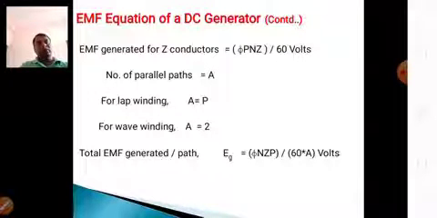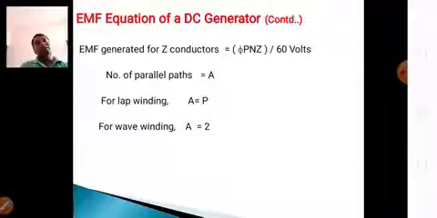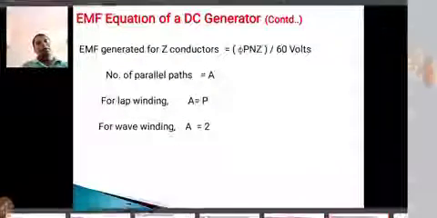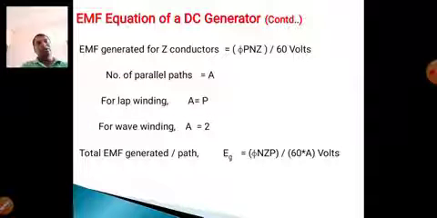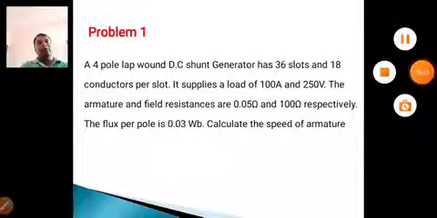So substituting in that formula, you get this answer. Again, with the number of conductors Z and the number of parallel paths A, for wave winding it is 2 and for lap winding it is P. So dividing that, we get the EMF equation Eg equal to φZNP by 60A, where A equals 2 for wave winding and P for lap winding. Here it is a simple problem, right?